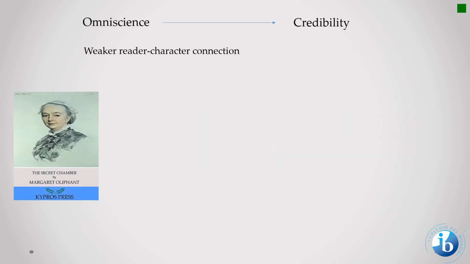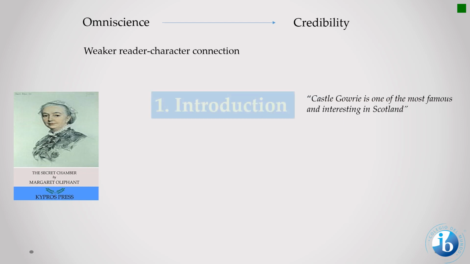Oliphant's novel also uses a third-person external narrator, but it starts off with a fully omniscient one that puts the reader into situation and gives the story credibility and a legend-like feeling. It decreases the reader-character connection, though.